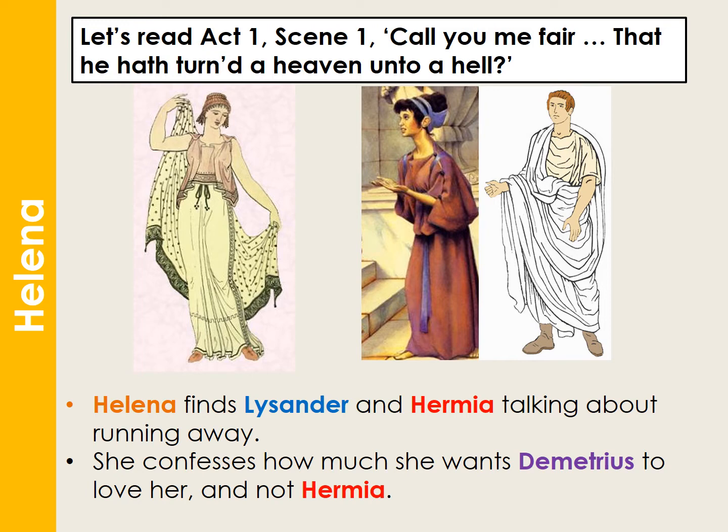In this section, Hermia is talking to Helena about the fact that she and Lysander are thinking about running away, and Helena talks to Hermia and says that she loves Demetrius unconditionally, and she wished that Demetrius loved her back in the same way that he actually loves Hermia. So we're going to see how this plays out.